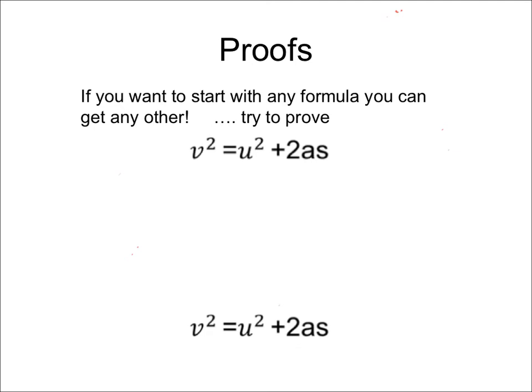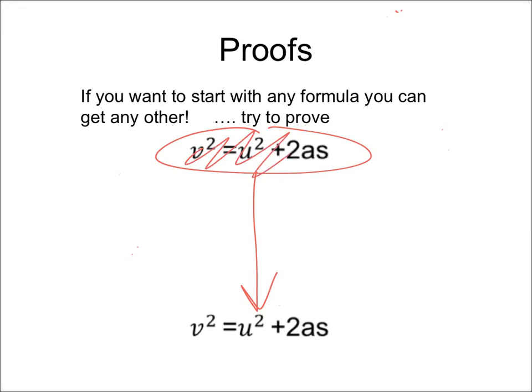Now, there are some proofs. Here's an example of a proof, if you want to start with a formula. Now, we're trying to prove this formula. We're trying to get to this formula, not from here obviously, that's not where we're starting, but that's what we're trying to prove. And we always start with the other formulas.